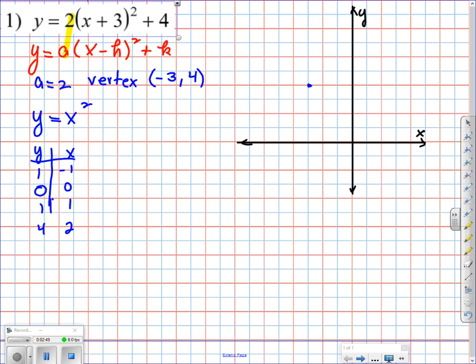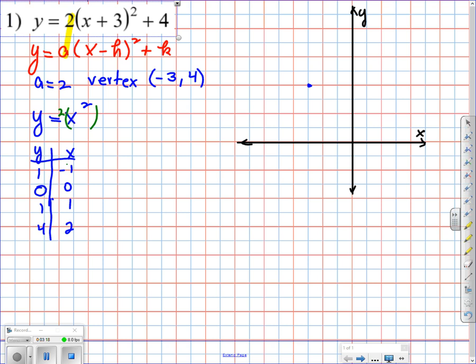Okay, that's the parent, but we don't have the parent. We have a family member, but not a parent. So here's how you find what the function should be. A is 2, so you're going to put a 2 in here. Which means negative 1 squared will give you 1, times 2 will give you 2.